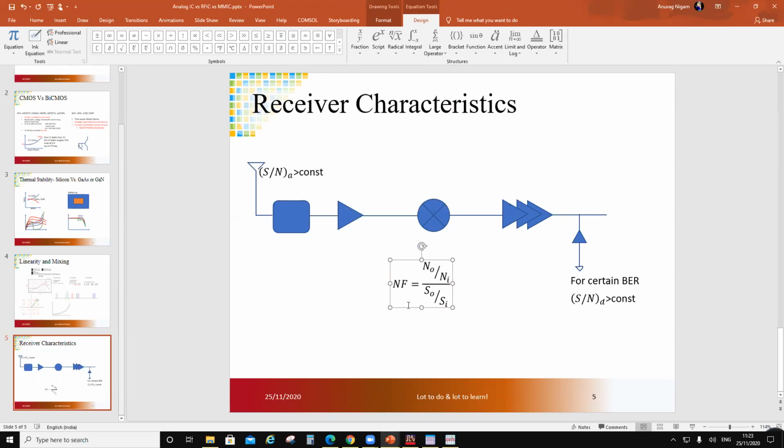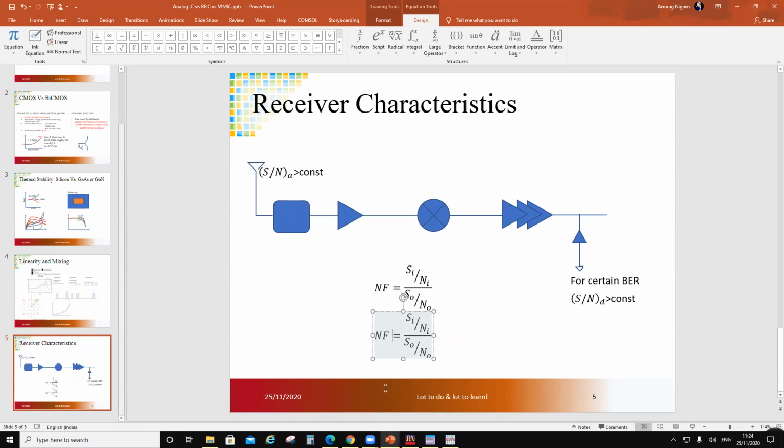Correct? Now I can rearrange these terms, right? So if I rearrange these terms, I will get signal to noise ratio at the input divided by signal to noise ratio at the output. Okay, so that would be the noise factor. So I assume that this number would be 1. Okay, the best case possible is 1. Noise factor is 1. That means in dB, the noise figure would be 0.